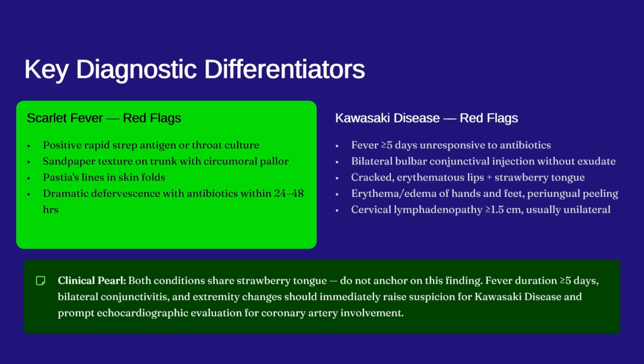So for both conditions, they share strawberry tongue. Very important. Both of them share strawberry tongue. Do not anchor on this finding, okay? Because both have strawberry tongue. The fever duration is usually greater than 5 days. Bilateral conjunctivitis and extremity changes should immediately raise suspicion if you are suspecting Kawasaki disease. And they also need an echocardiographic evaluation because of possible coronary artery involvement.